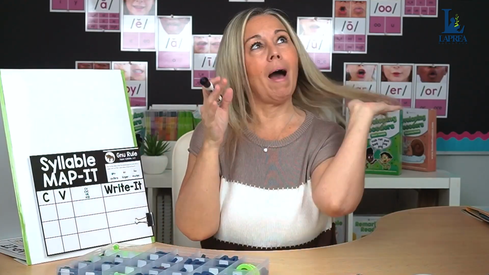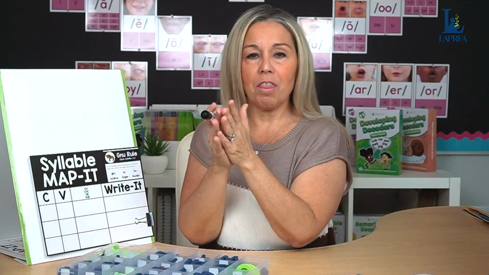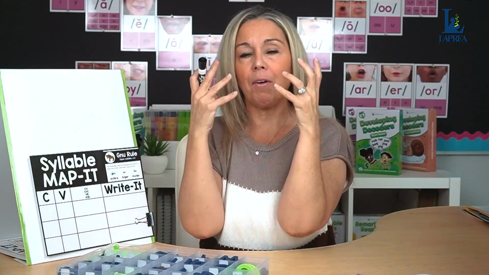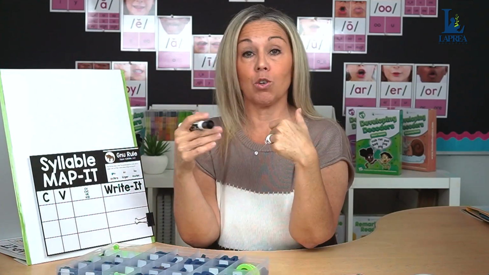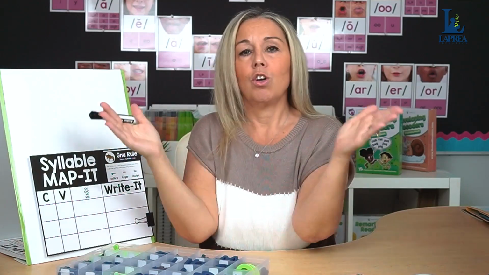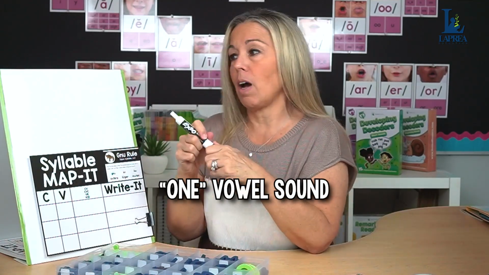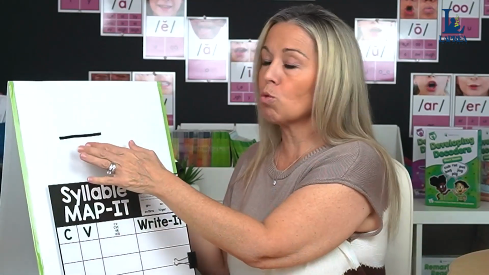First of all, if we're mapping syllables, we also want to think about how we're going to do that and think about how many vowel sounds and syllables are in the word no. Let's clap it out. No. There's only one vowel sound in the word no. So what I would do is I would draw a line to show there's one syllable in that word. Now we can map it.